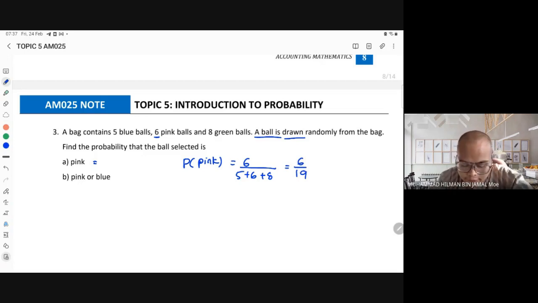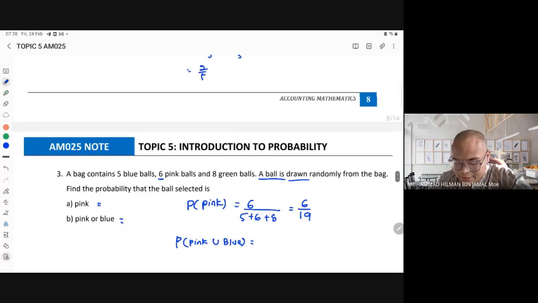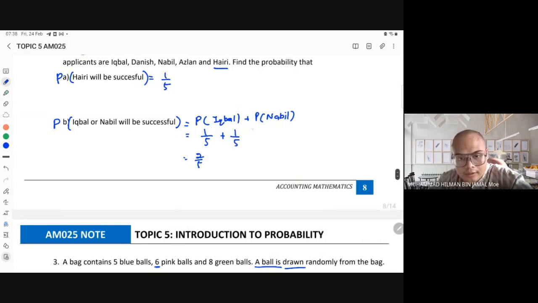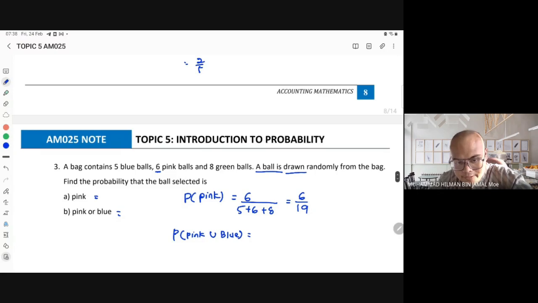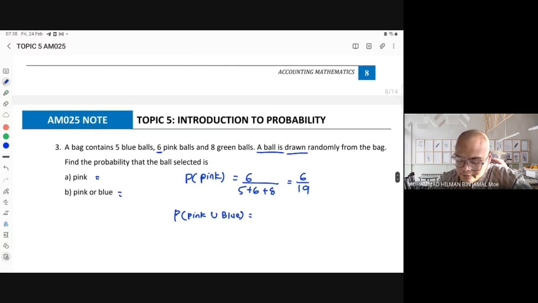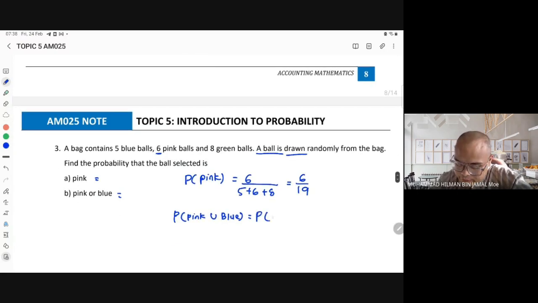Okay, and then next we have a pink or blue. So yang ni sama juga. Pink or. So kalau or ni biasanya dia adalah union. Sepatutnya dia tambah blue and pink and then tolakkan dengan intersection dia kan. But because the intersection is 0, so we tambahkan sahaja probability of pink tambah dengan probability of blue.